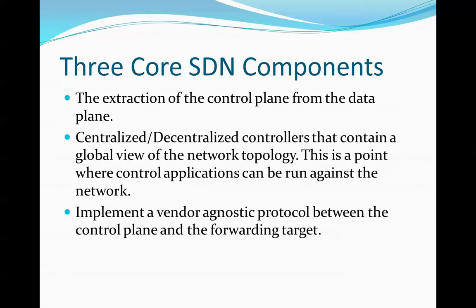I tend to like to repeat myself, so I put most of that here again. We want to extract the control plane from the data plane, get it up to a server of some kind or appliance, and install a client on the device itself to talk to the controller. We want centralized or decentralized controllers that contain a global view of the network topology. This will be the point where your control applications can be run against your network. And finally, we want to implement a vendor-agnostic protocol to allow the controllers and the client on the switch or forwarding target to talk.